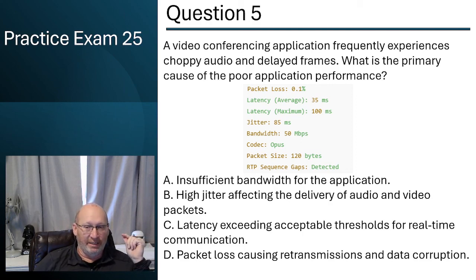It's going to lead into some delayed frames, some choppy audio, some other problems with it. And if we look at the question, it says a video conferencing application frequently experiences choppy audio and delayed frames. That's where jitter comes into play. It is going to be 100% B. B is going to be your correct answer on this one.